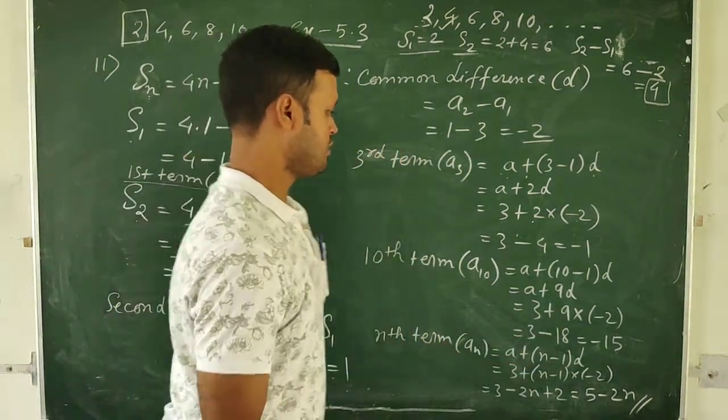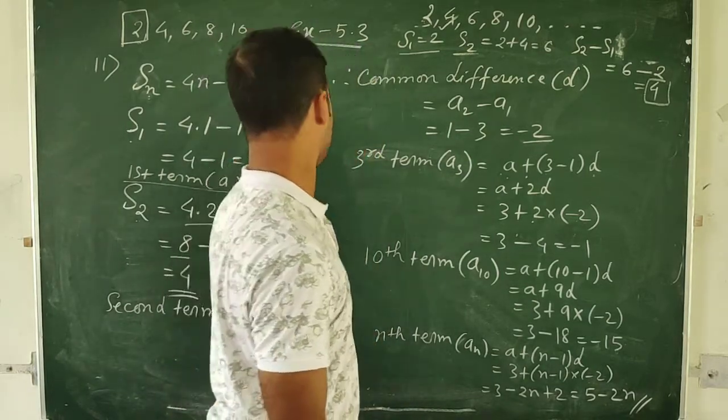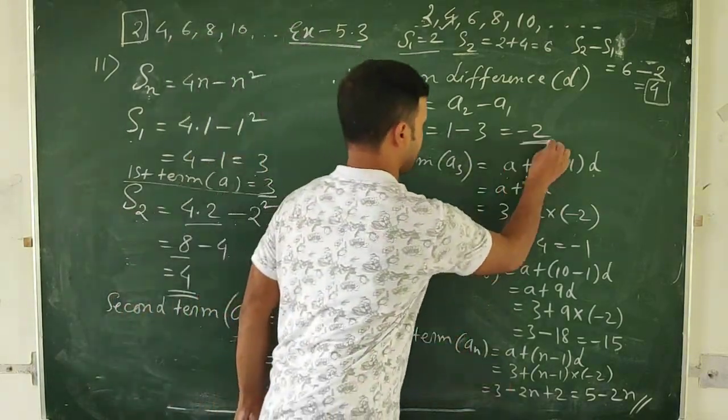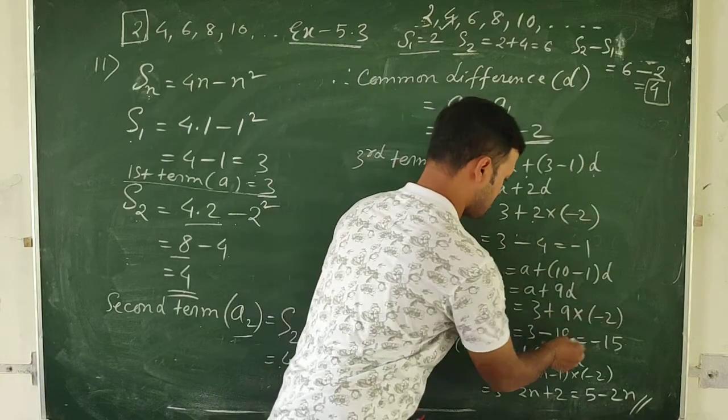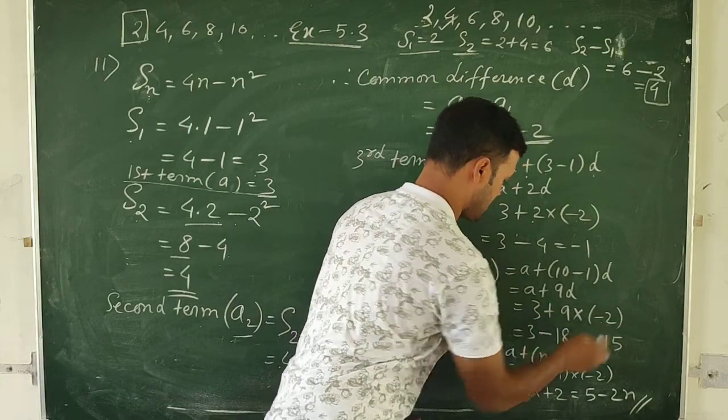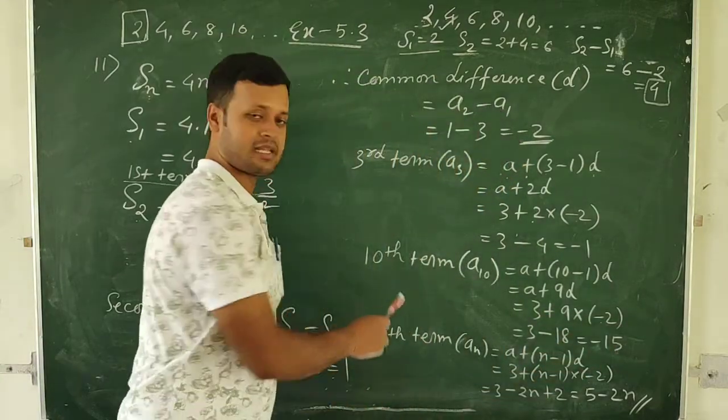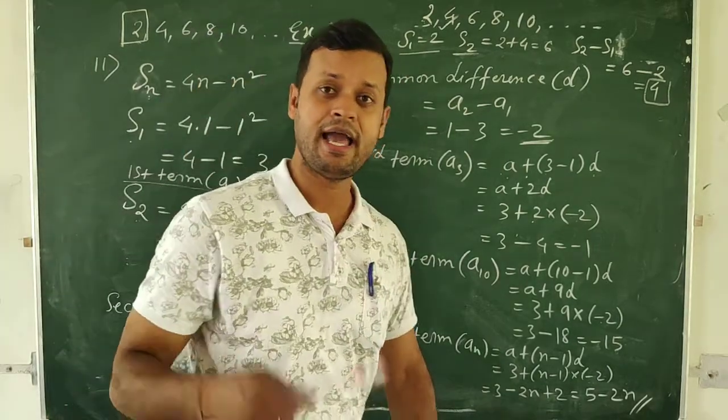9d. 9 into d. What is the value of d, students? What is the value of d, the common difference? Minus 2, isn't it? So 9 into minus 2 will become minus 18, and 3 minus 18 is how much? Minus 15. And then after that we need to find out the nth term also.